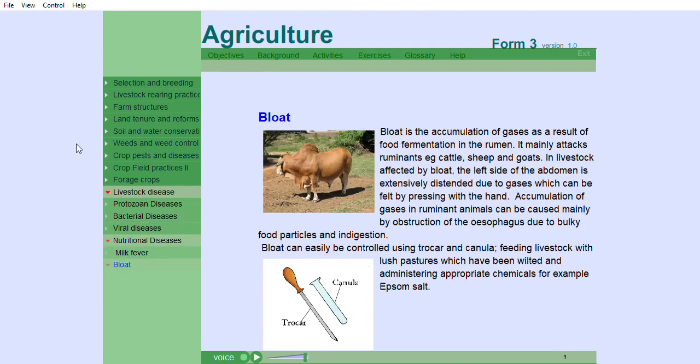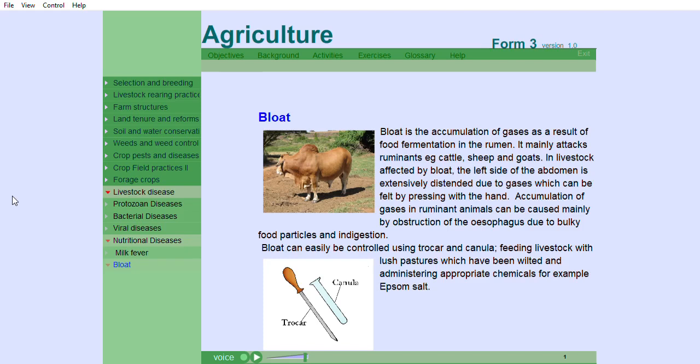Bloat. Bloat is the accumulation of gases as a result of food fermentation in the rumen. It mainly attacks ruminants, for example, cattle, sheep, and goats. In livestock affected by bloat, the left side of the abdomen is extensively distended due to gases which can be felt by pressing with the hand.